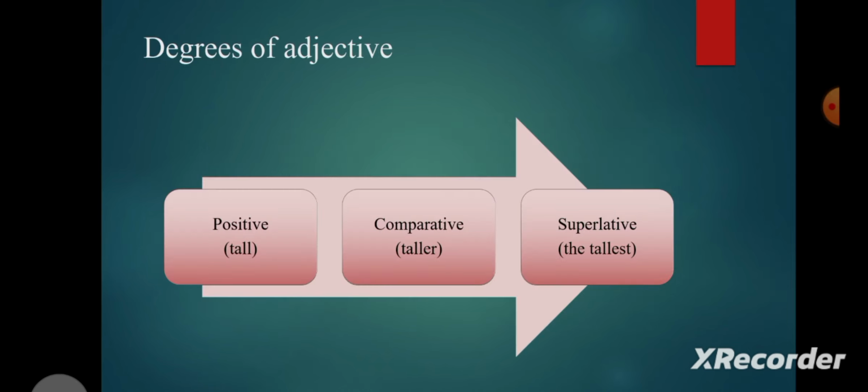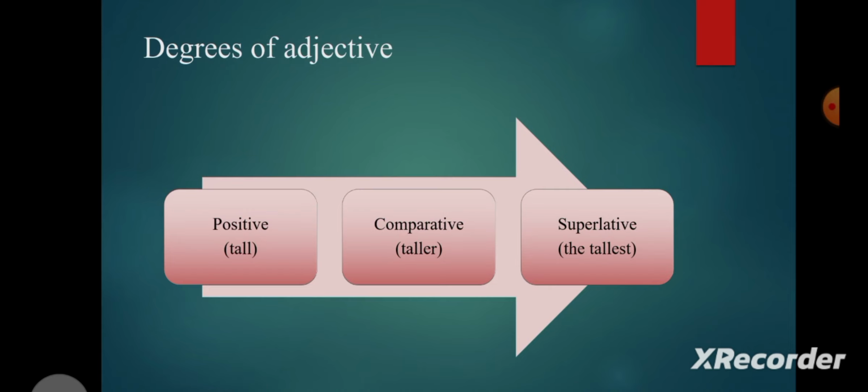There are three basic degrees of adjective: positive, comparative, and superlative. Positive degree shows the simple quality of an adjective. For example, I have written the word tall. Abdullah is a tall boy. You may use another adjective like able, strong, angry, hungry, soft, hot, cool to describe the personality.